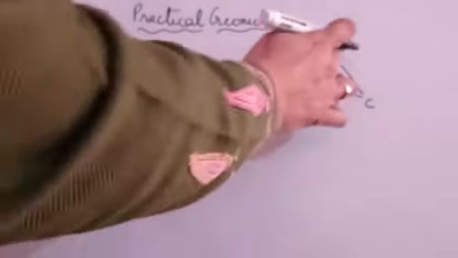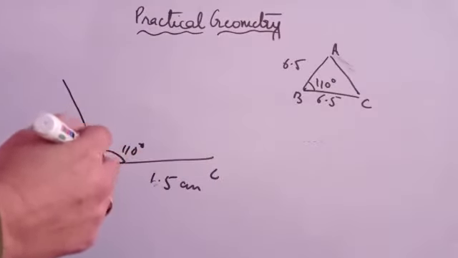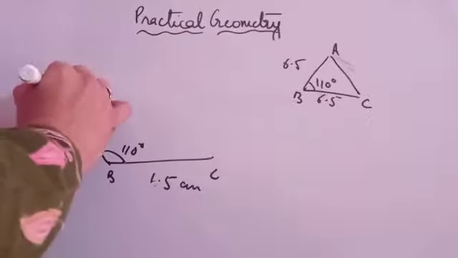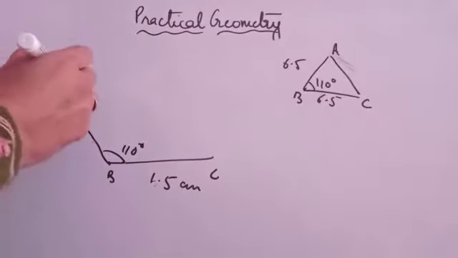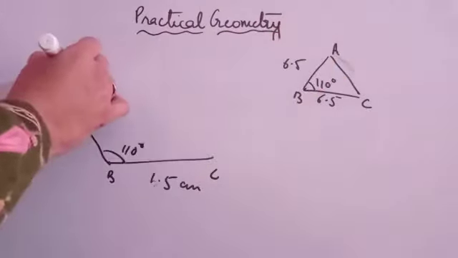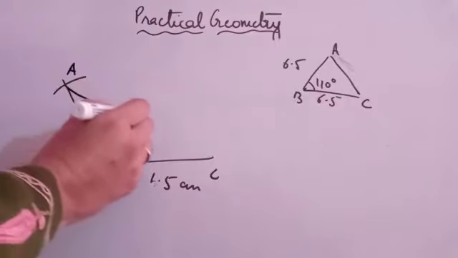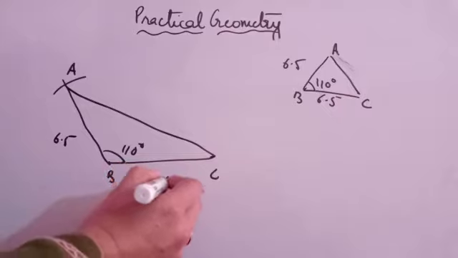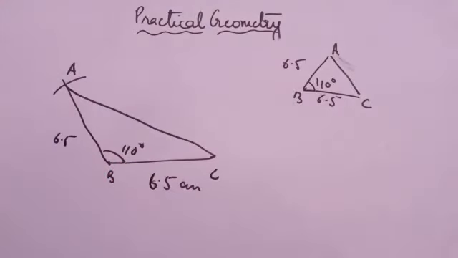Now this side BA is 6.5. Take 6.5 in the compass, keep the needle over here and draw an arc. So this point will become A, join A to C. This is also 6.5 and this is also 6.5. This is how you are going to draw this triangle.